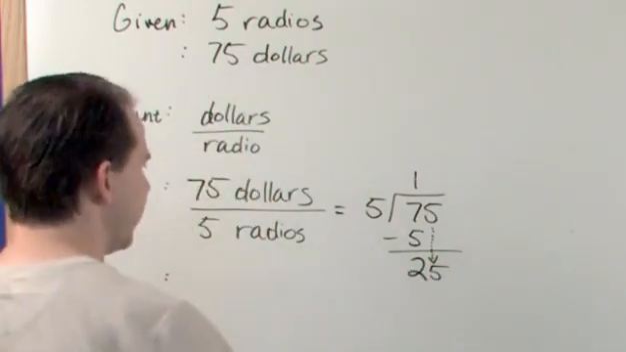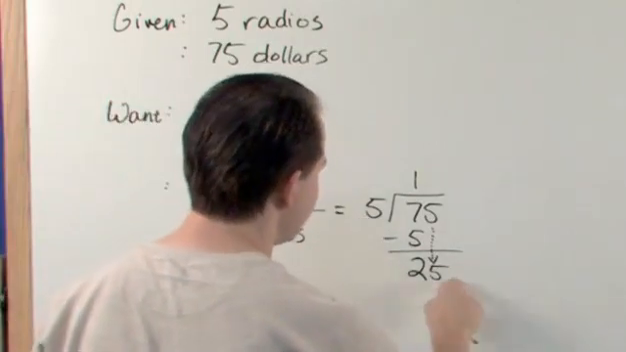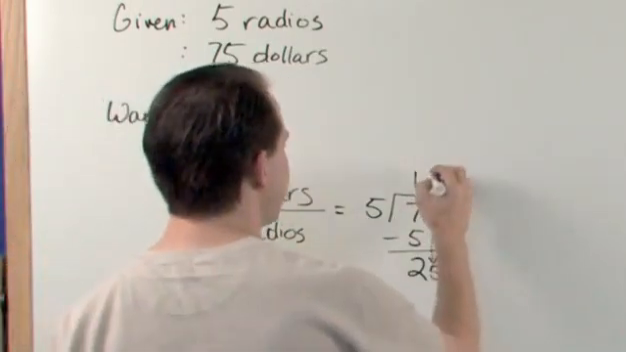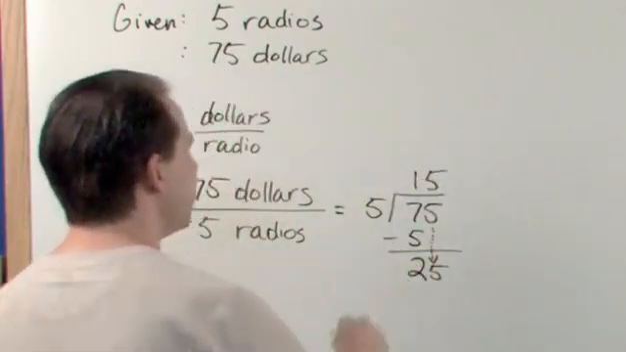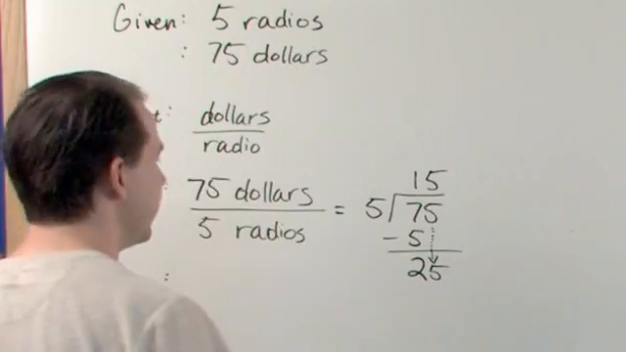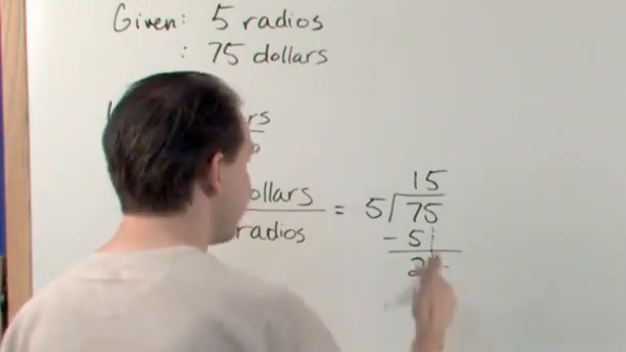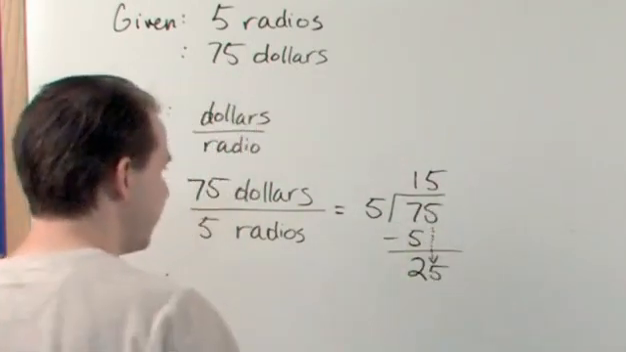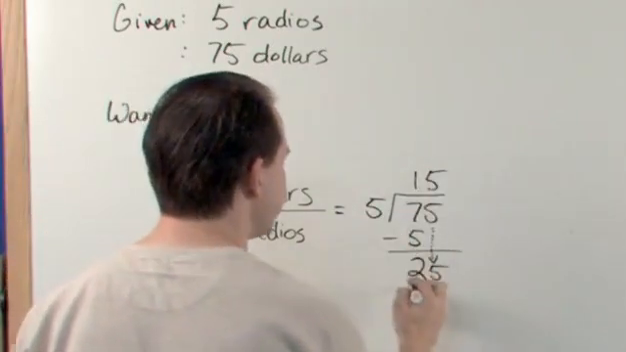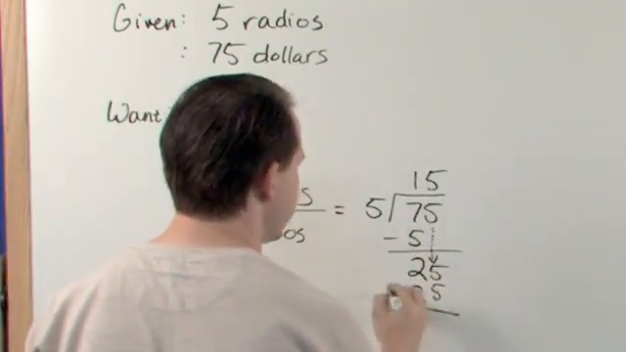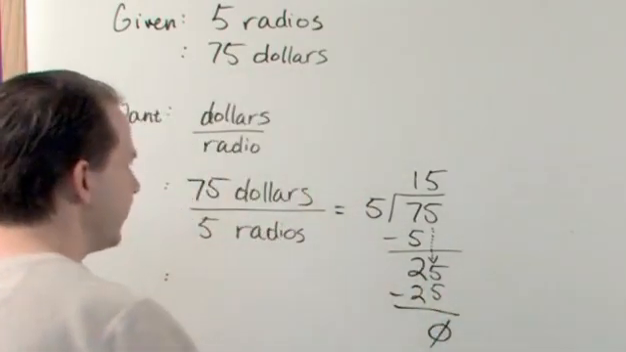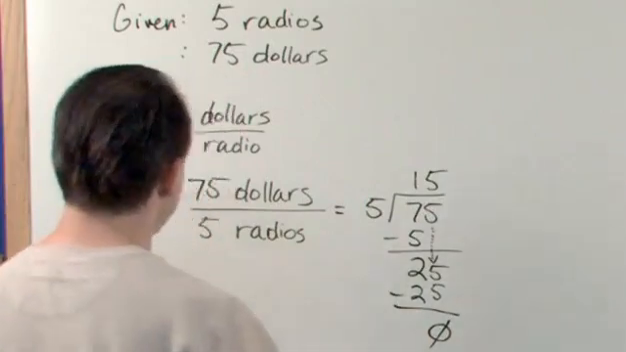Now you ask yourself the question, how many times does 5 go into 25? Okay, and I think you'll be able to figure out 5 goes into 25 5 times because 5 times 5 is 25. So it doesn't go 4 times, it doesn't go 6 times, it goes exactly 5 times. So let's go ahead and show that. 5 times 5 gives you 25. Subtract, and you get a remainder of 0. So you're done dividing, you're finished. The answer is 15. Okay?